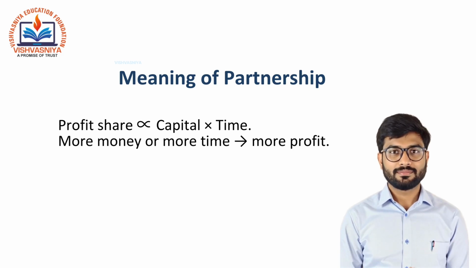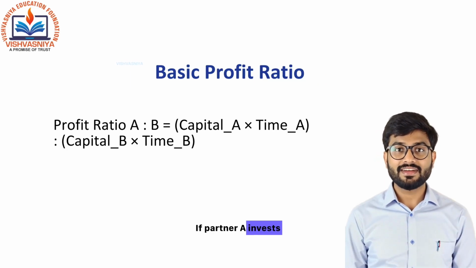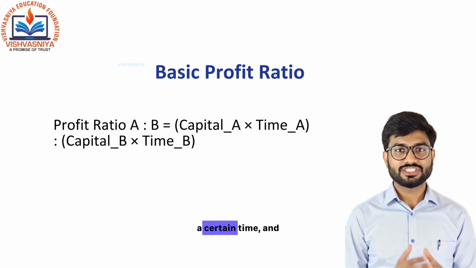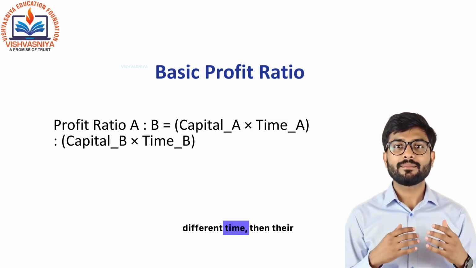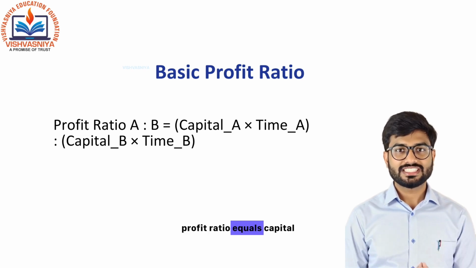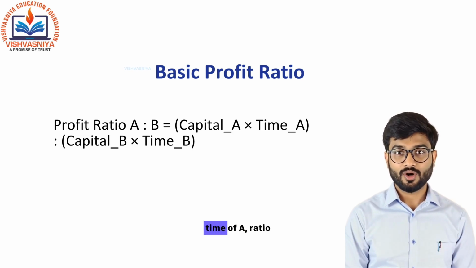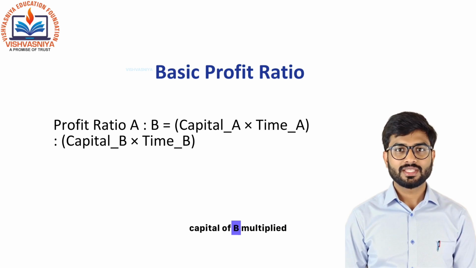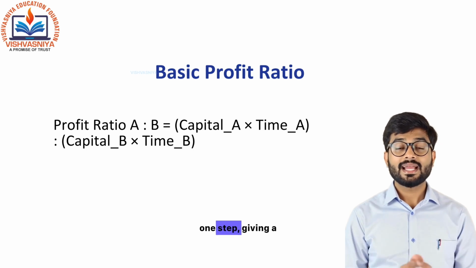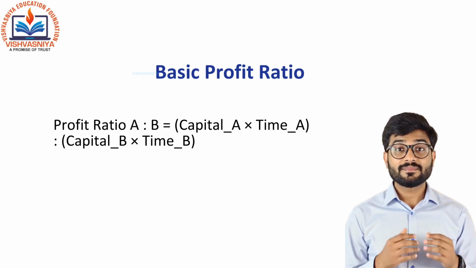of the profit. If partner A invests a certain amount for a certain time and partner B invests a different amount for a different time, then their profit ratio equals capital of A multiplied by time of A, ratio capital of B multiplied by time of B. This method combines both money and time in one step, giving a fair comparison.